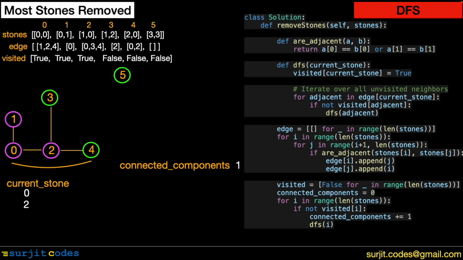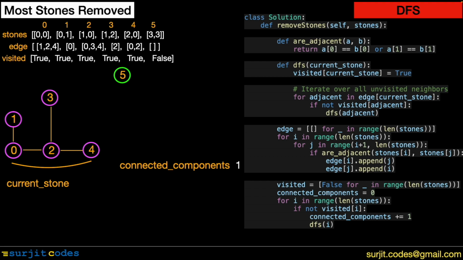3 and 4 are the edges of 2 that are not visited. We first call 3 and mark this also as visited. 3 does not have an unvisited neighbor, so this call ends. The last neighbor of 2 is 4. We mark this also as visited. Call for 2 ends. Call for 0 also ends.